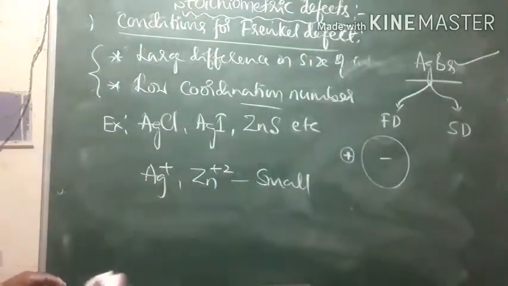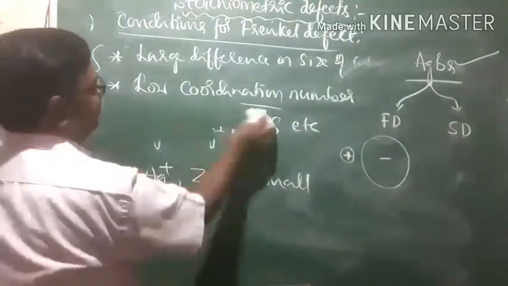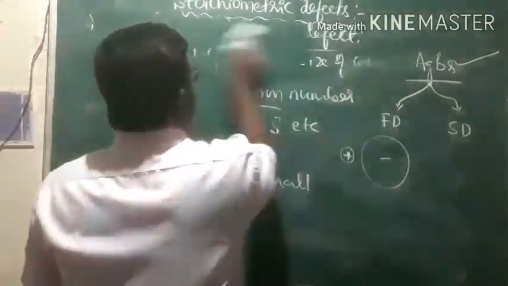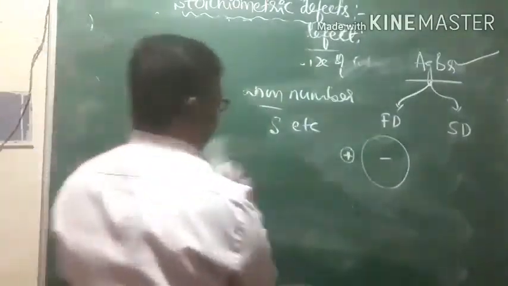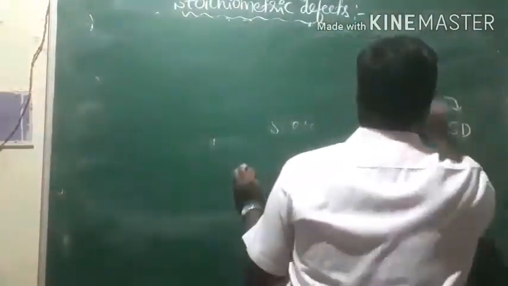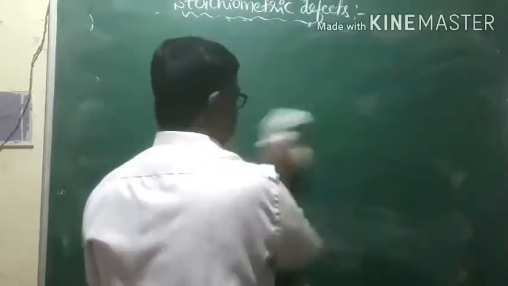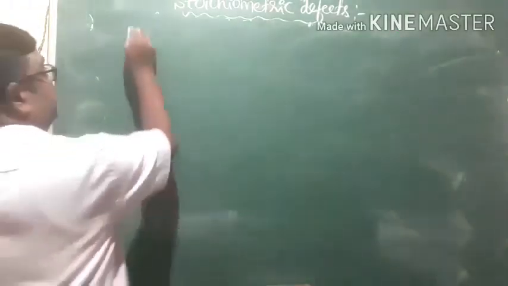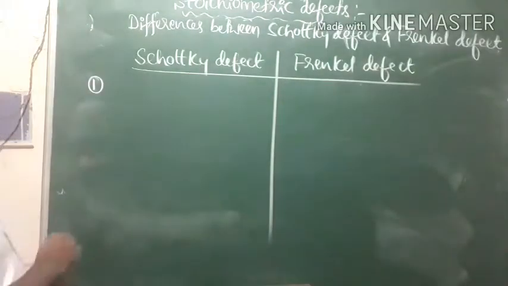Is that clear? So this is what we call conditions for Frenkel defect, right? Now we'll have a short note over the differences between Schottky defect and Frenkel defect. Brief differences, note them, right? That is very important for the annual examination. Differentiate Frenkel defect and Schottky defect for 2 marks. We'll see one by one, right?